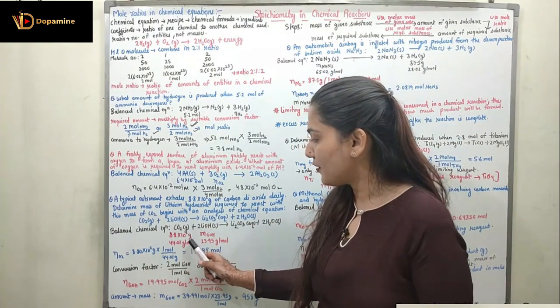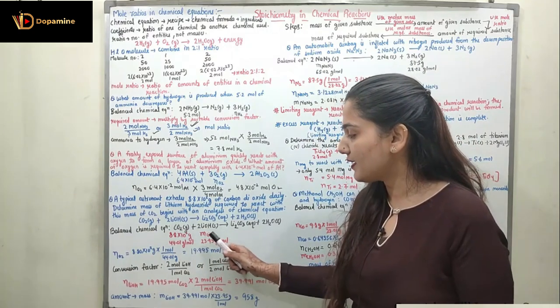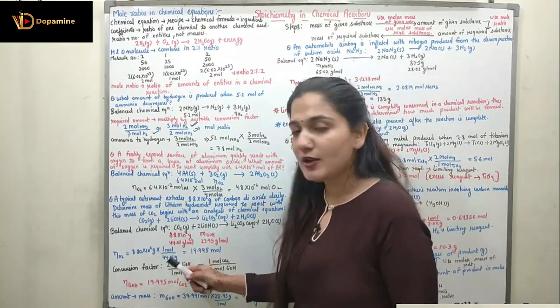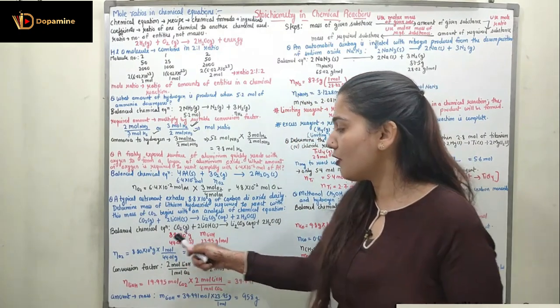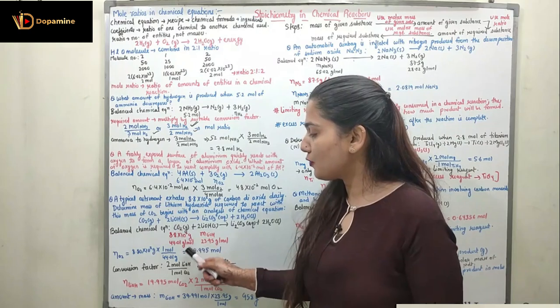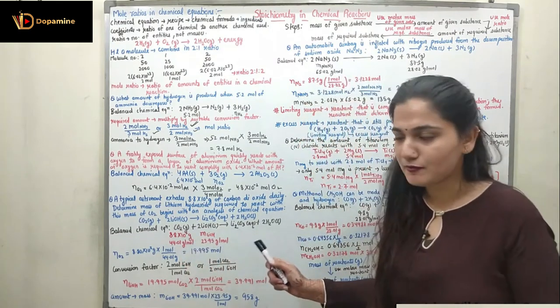8.8 into 10 raised to power 2. For LiOH we have to find the mass, so we have written M of LiOH, right? So the molar mass we can find out. We know the molar mass of carbon and we know the molar mass of oxygen, so we can find the molecular mass of CO2. The molecular mass of CO2 is 44.01 gram per mole.